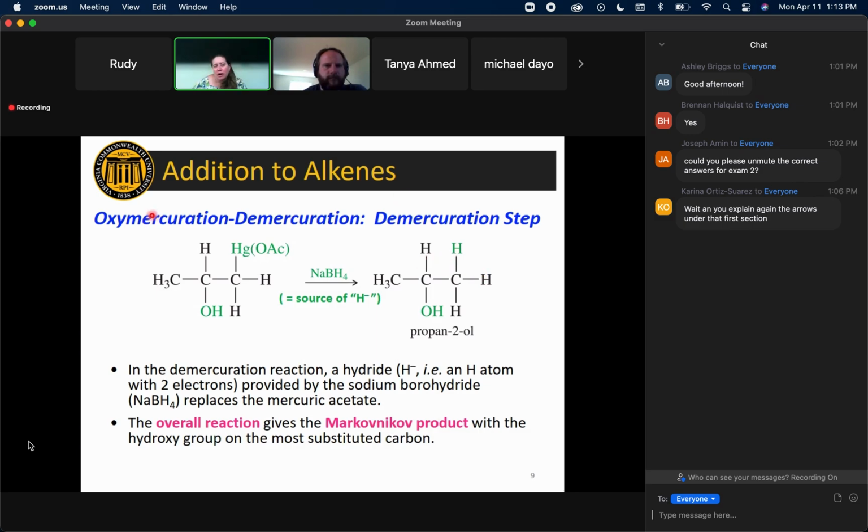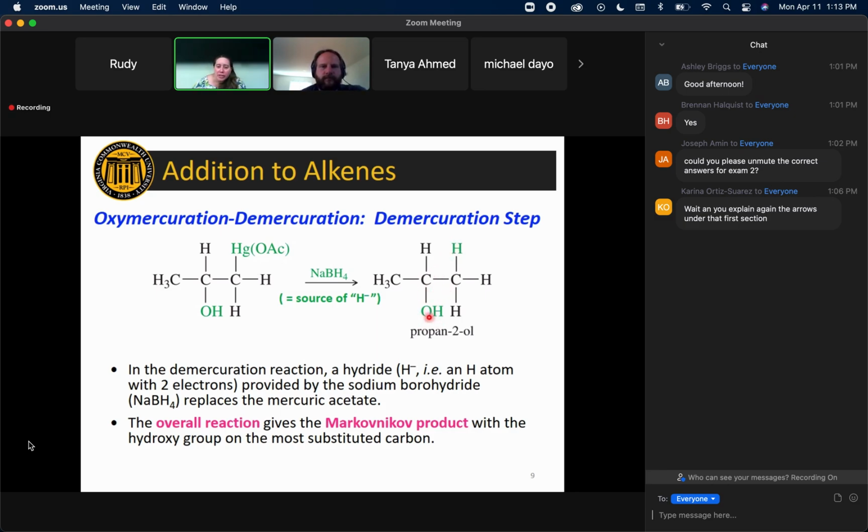Overall, after we've done our oxymercuration and our demercuration, you can see that we have added a hydroxyl group, an OH, on one side of the carbon that used to be a double bond, and a hydrogen on the other side of the carbon that used to be our double bond. And so overall, this is indeed the addition of water across a double bond as the overall reaction product. So not as the mechanism, right? But as the overall reaction product, we have added a molecule of water across our double bond.